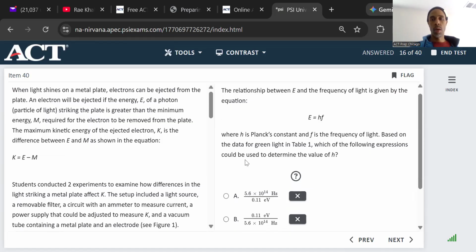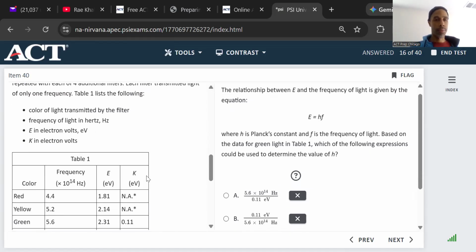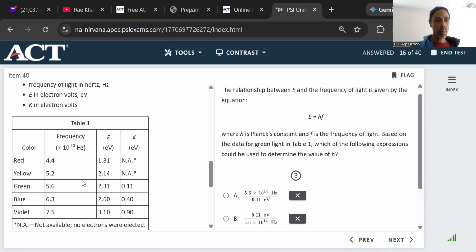So table 1, green light has an E of 2.31. Oh, that's not so bad. That's just using math. Dang, I keep going to my pen, but it doesn't work. It has an E of 2.31.